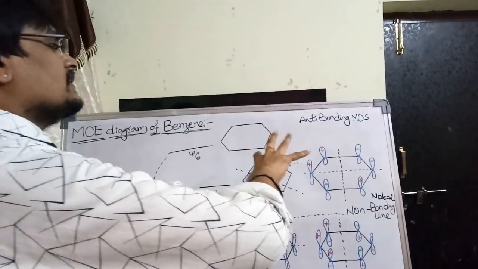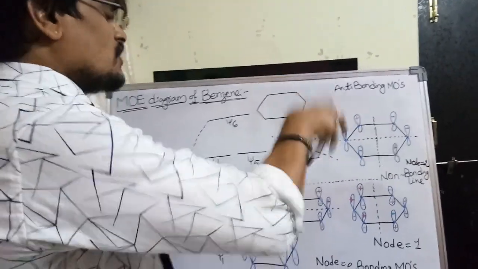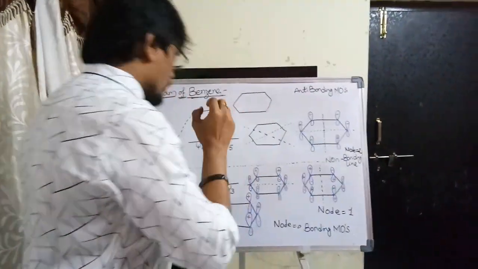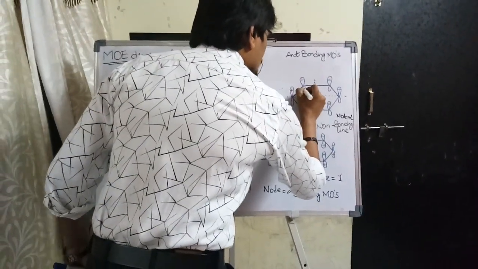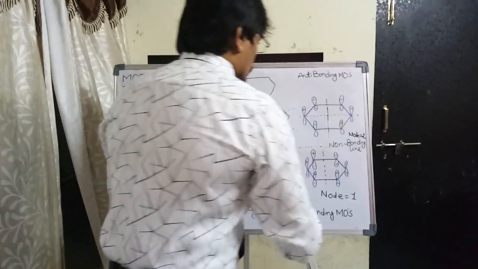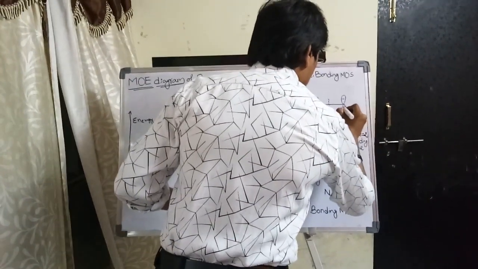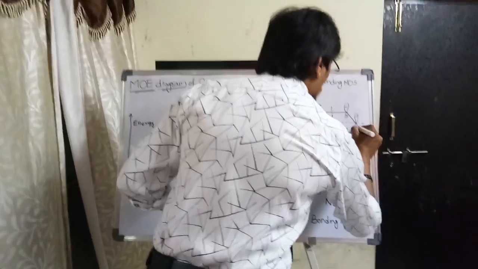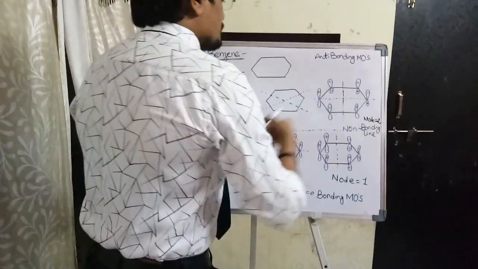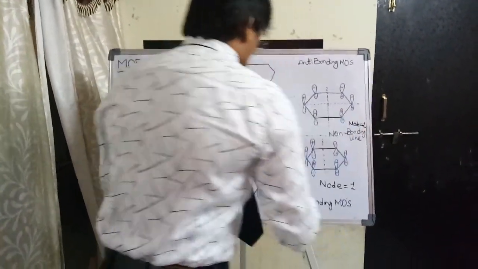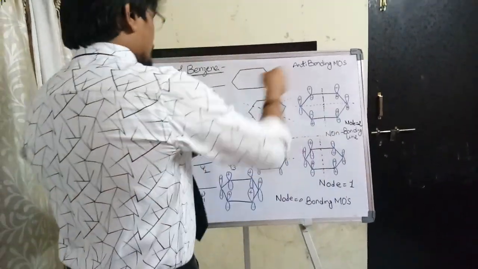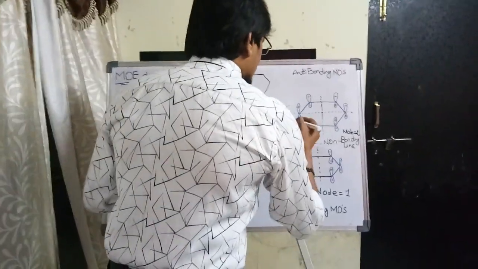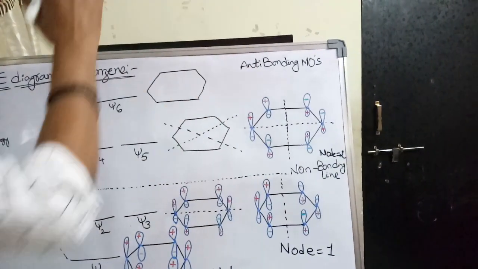Now we have projected the signs of the upper lobes. Now we have to project the signs of the lower lobes. Since the upper lobe is positive, the lower lobe is negative. Upper lobe is negative, the lower lobe is positive. Upper lobe is positive, the lower lobe is negative. So this is about the one anti-bonding molecular orbital.